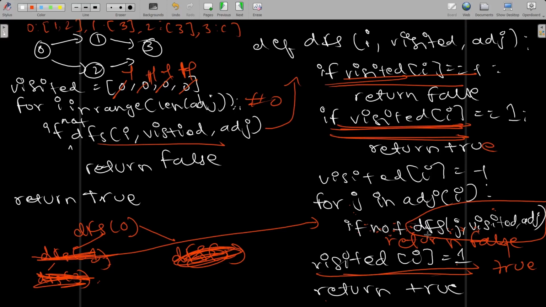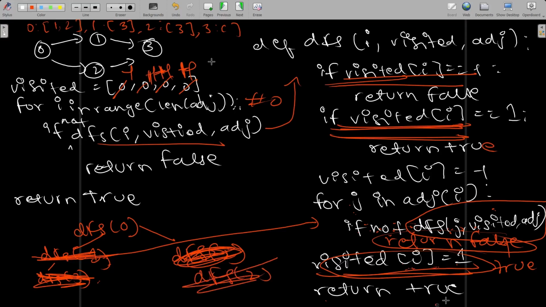If not true is equal to false, so we don't go inside this portion. We go inside the visited portion over here. Visited of 1, we change this +1 equal to +1, and this DFS call of 2, which was DFS call of 2, is now getting completed, right? And we return a true.